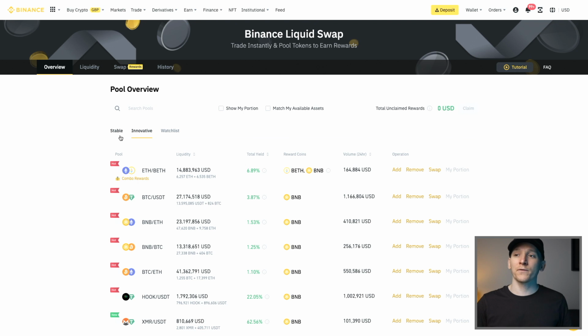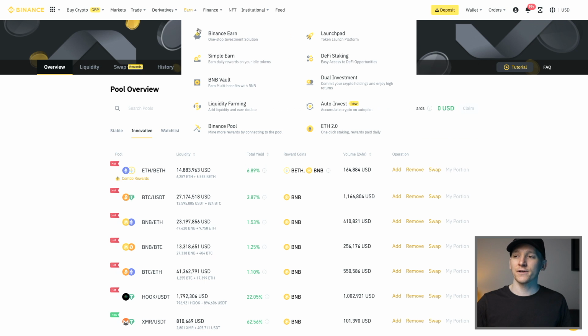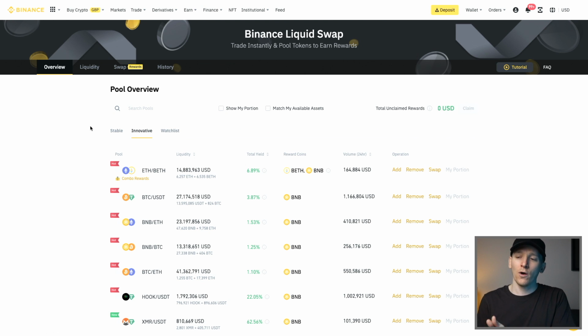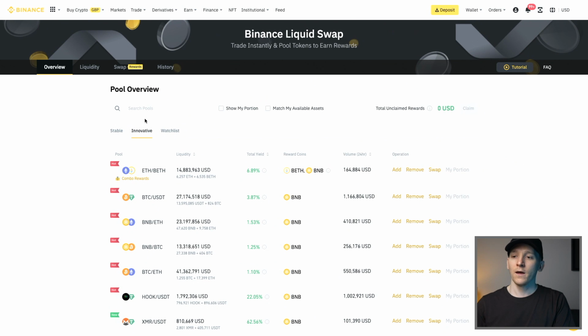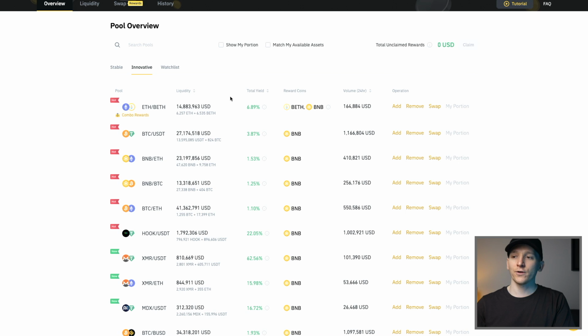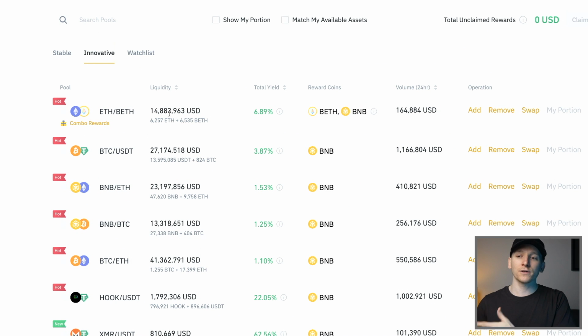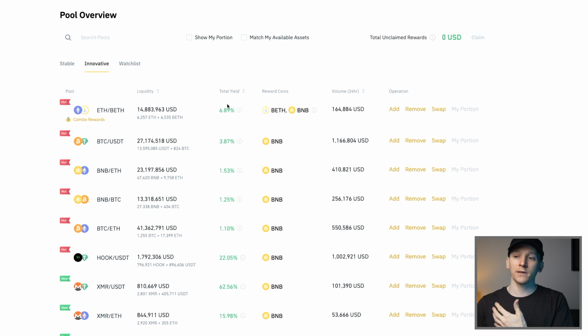Come to Binance liquid swap first then. It's actually in the earn section and then liquidity farming. So it's called liquidity farming here, but then it's called liquidity swap on the main page. As you can see here, we have an overview of two different parts of the DEX. So we have innovative and stable, and I'll explain those a bit later, but we have some supported tokens, and you can see the liquidity, that is how much of the tokens has been traded, and then the total yield. So if you are part of the liquidity book right here and you're earning some trading fees and some rewards, that's the yield you'll be getting on a yearly basis.